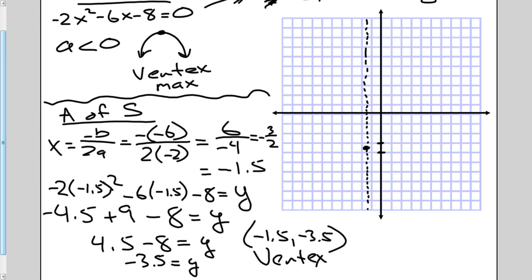So I can figure out what's actually happening. I know my y-intercept for this case is going to be negative 8. So I'm going to go down 1, 2, 3, 4, 5, 6, 7, 8. And then since that's 1.5 away to the right, I'm going to put a mirror image point that's 1.5 away to the left, which is over here. I can graph my parabola.